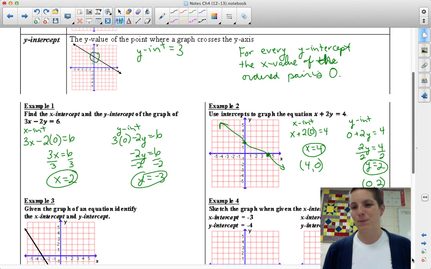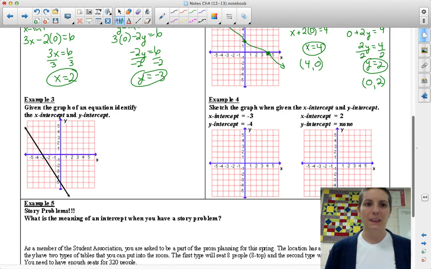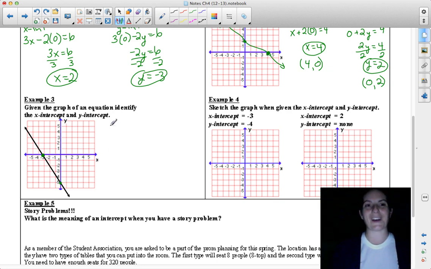Let's go down to example 3. In example 3, given the graph of an equation, identify the x-intercept and the y-intercept. I think I may have forgotten to put the line in on your graph, so make sure that you take a second and copy this picture. And I can see that my line crosses here on the x-axis and crosses here on the y-axis. So, and I sat still too long again. 1 second.